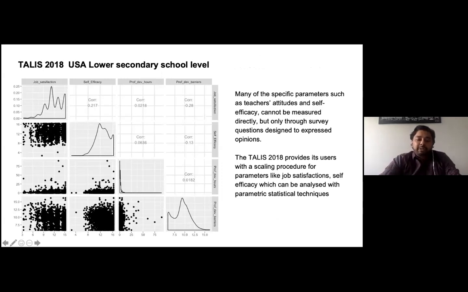Okay, so I took the US as just one of the countries to start with. Here we have a few of those converted variables like job satisfaction, self-efficacy, professional development hours, and the professional development barriers that they have. The distributions of the sample are kind of odd-shaped, so we will be able to cope with that problem with the Markov chain Monte Carlo method. If you move to the next one.